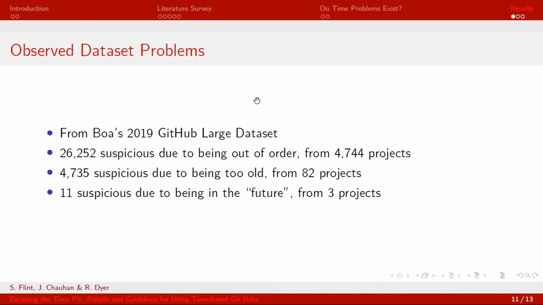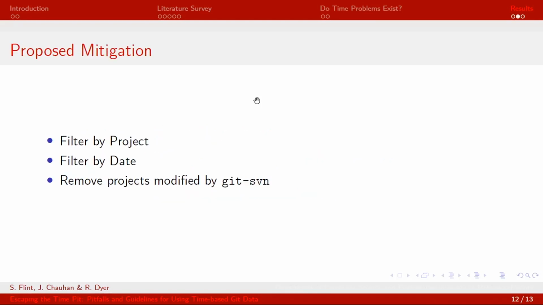We used BOA's 2019 GitHub large dataset to look for bad data. In particular, we found over 26,000 commits with younger parents from over 4,000 projects. We also found over 4,000 suspiciously old commits in 82 projects and 11 future commits in 3 projects.